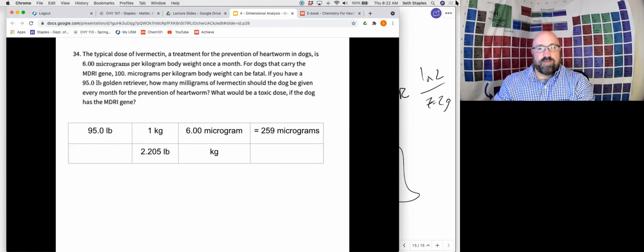Hopefully you came up with, for the first one, 259 micrograms is how much you would give this dog every month. Now try the second one. Let's see what a toxic dose would be if the dog happens to carry the gene. So again, pause the video and see if you can calculate how much a toxic dose would be for this specific dog.